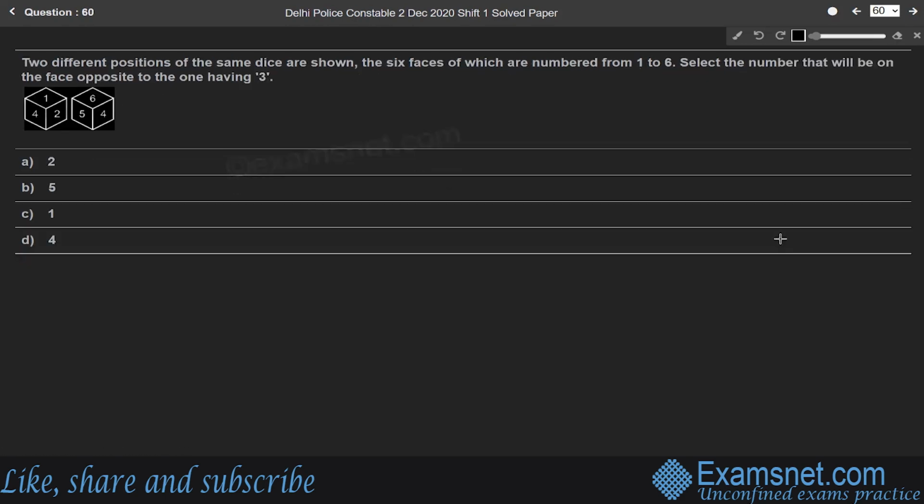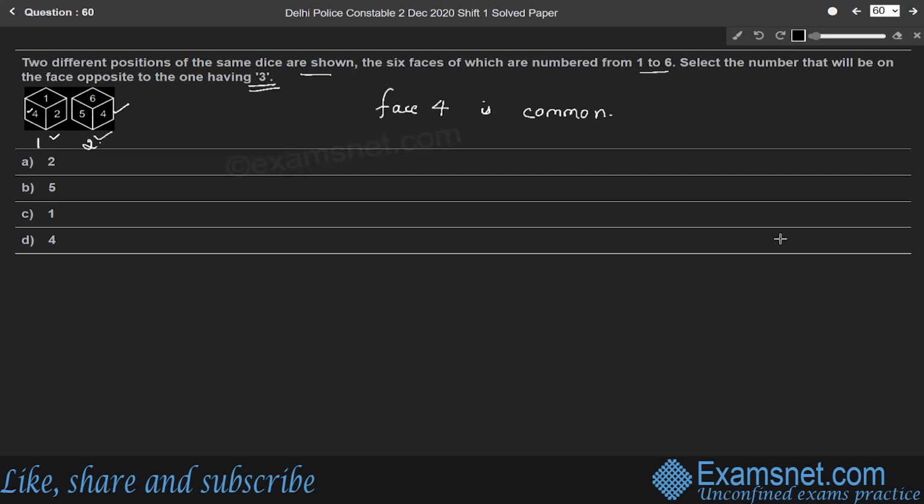Question 60. Two different positions of the same dice are shown, the 6 faces of which are numbered from 1 to 6. Select the number that will be on the face opposite to the one having 3. So here, two different positions of the same dice are shown. One face is common, face 4, in positions 1 and 2, right? Face 4 is common.